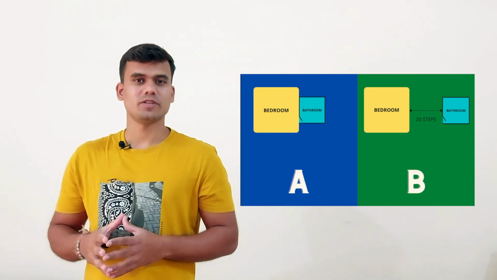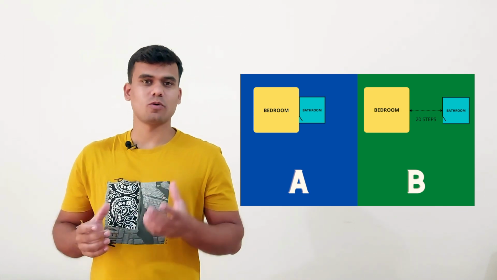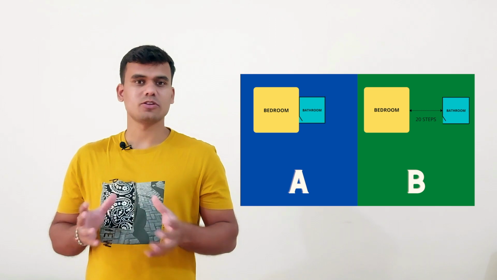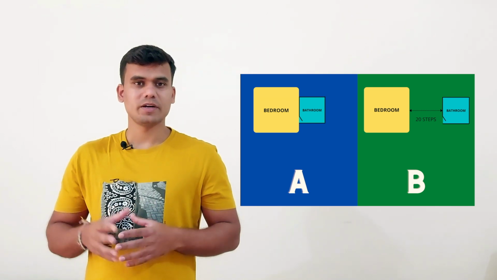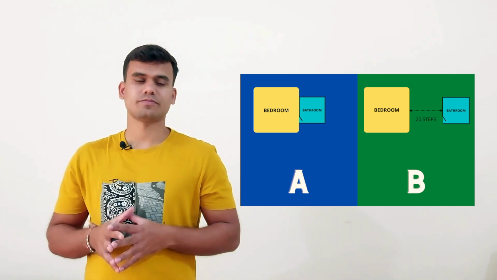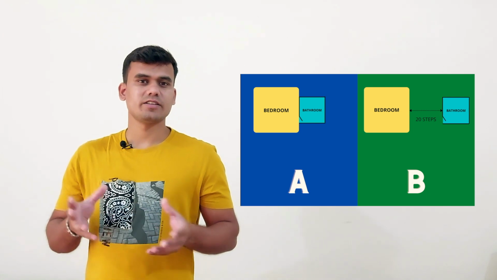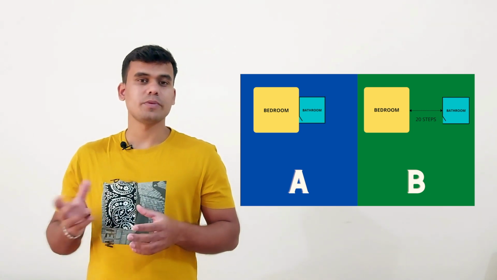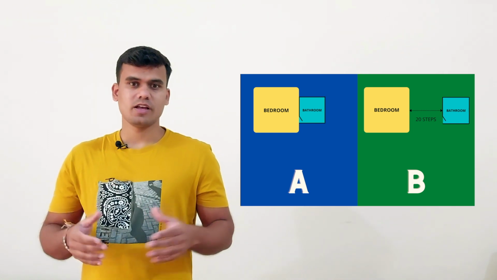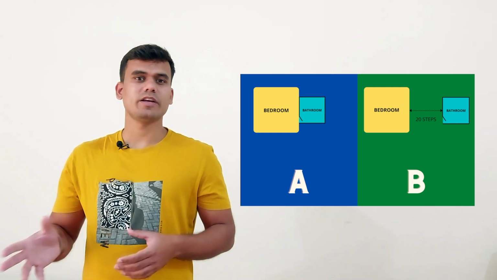Let's assume that there are two persons, A and B, and both have a house with a bedroom and a bathroom. The only difference is that in A's house, the bathroom is adjacent to the bedroom, but in B's house, the bathroom is 20 steps away from the bedroom. So with this example, we can say that there is an architectural drawback in B's house, for which he has to spend the energy of 20 steps every time he goes to the bathroom from his bedroom, as compared to A.